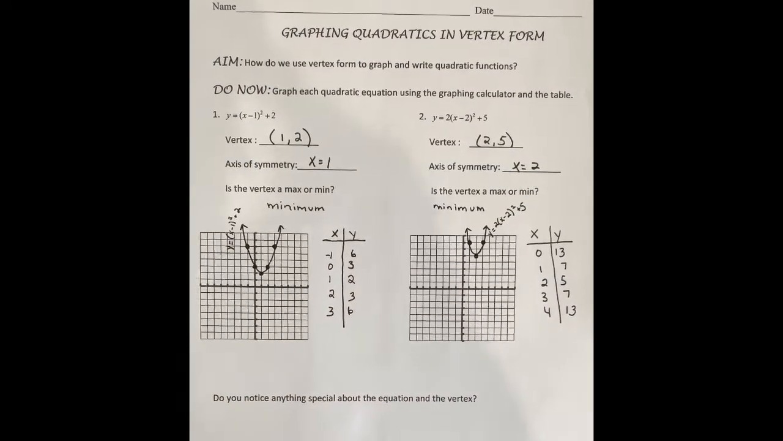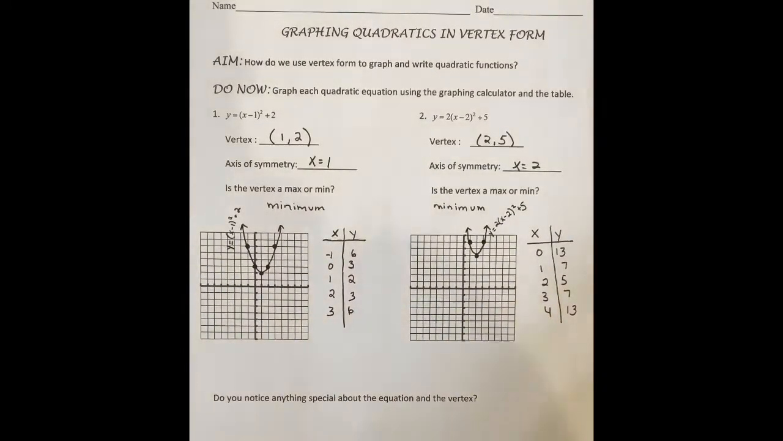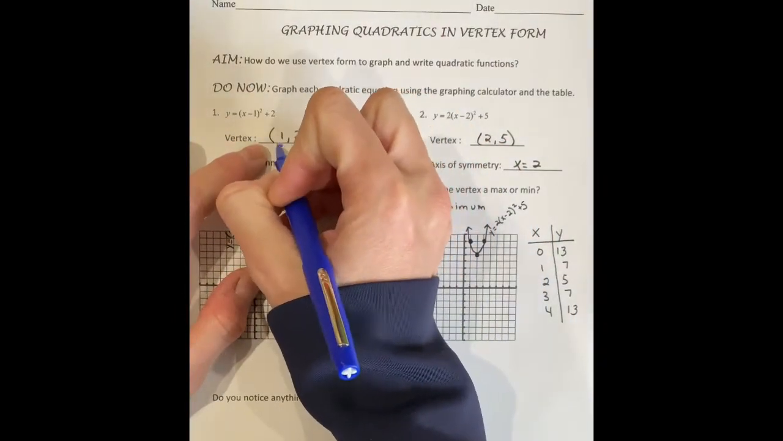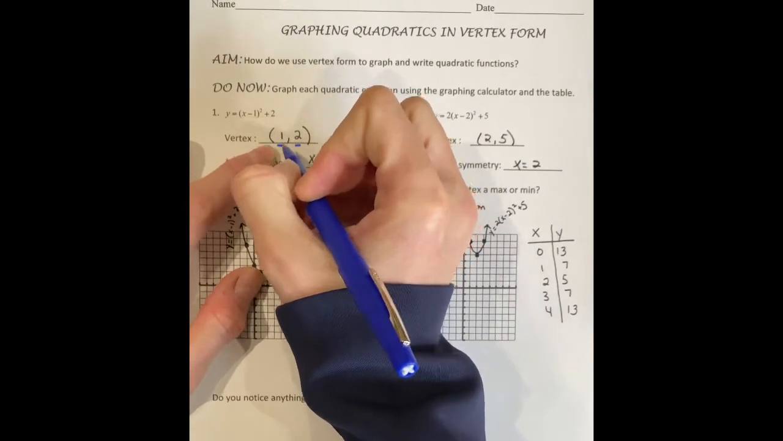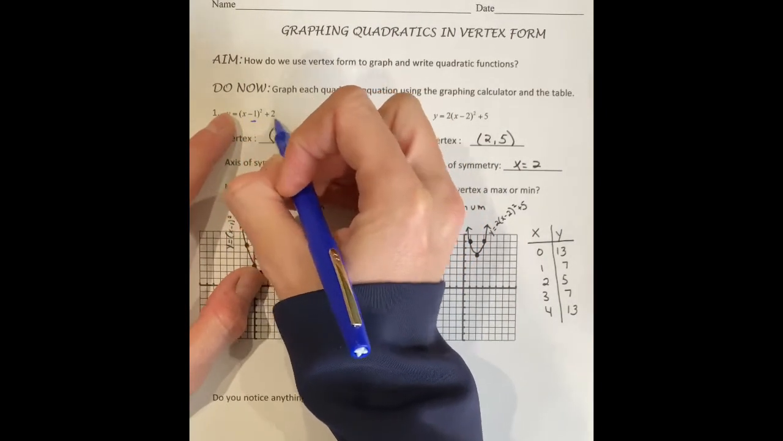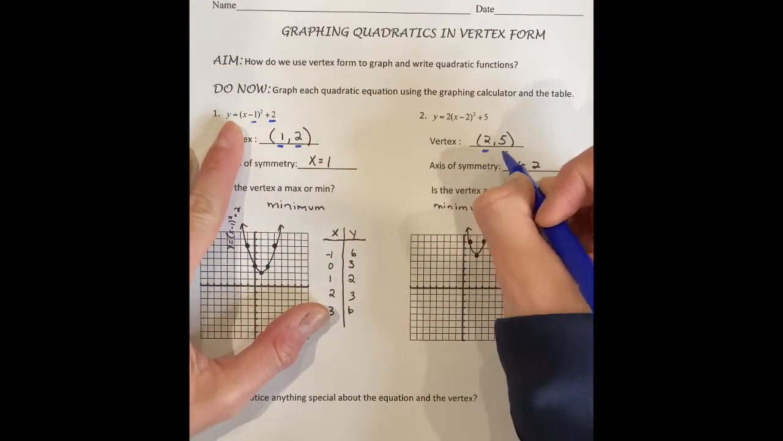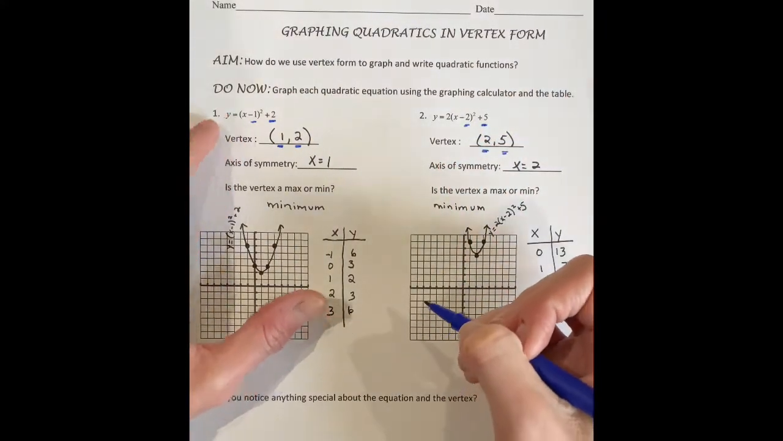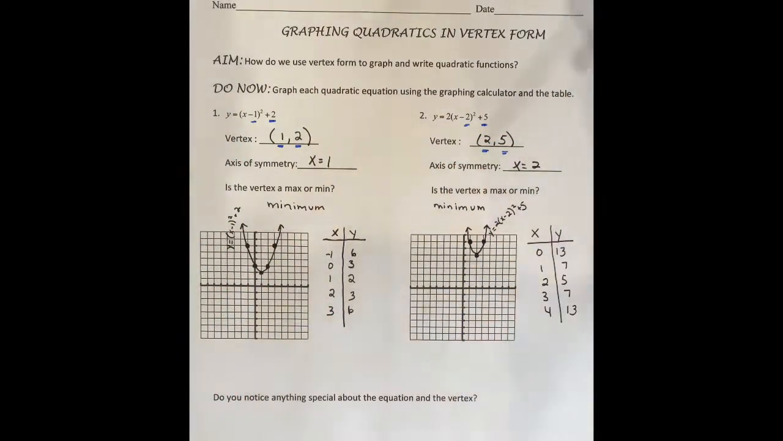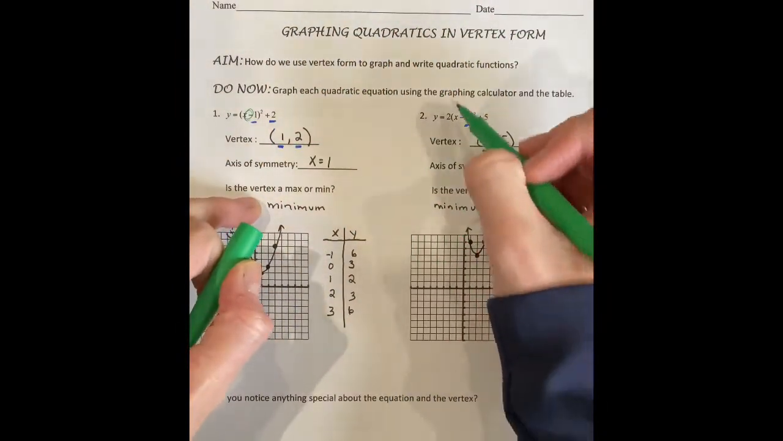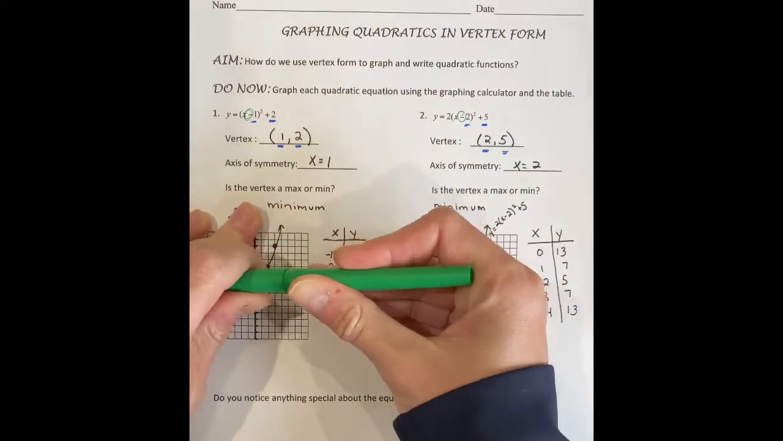Okay, so when you graphed the equations, this is what you should have gotten. And then the last question was, do you notice anything about the equation and the vertex? Well, let's look here at this equation and its vertex. Do you notice anything similar about them? Well, in our equation, we have 1, 2 as our vertex. Then if we look in the equation, there's a 1 and a 2. Here I have a 2 and a 5, and there's a 2 and a 5. But if you look closely, here it would be a -1, so the signs are opposite. And here the 2 is a -2, so those signs are opposite.